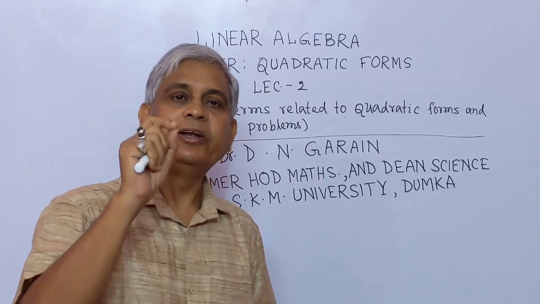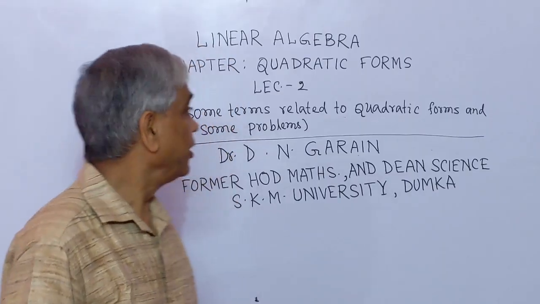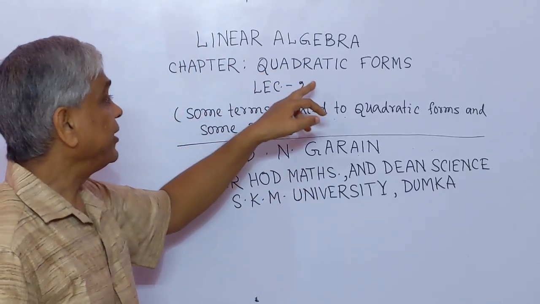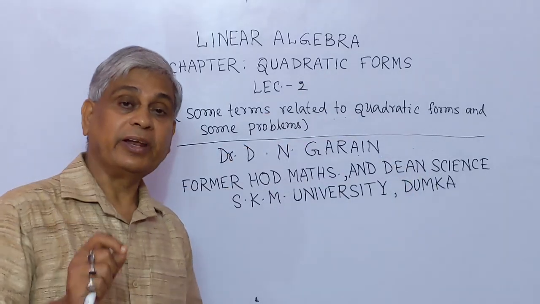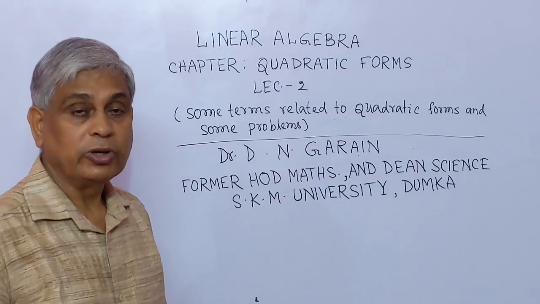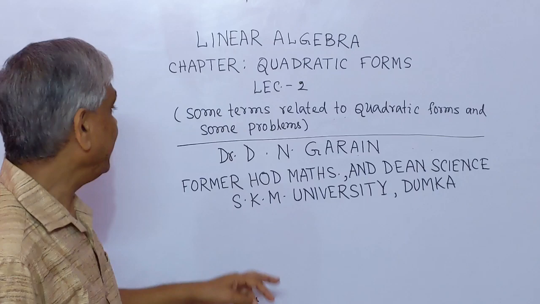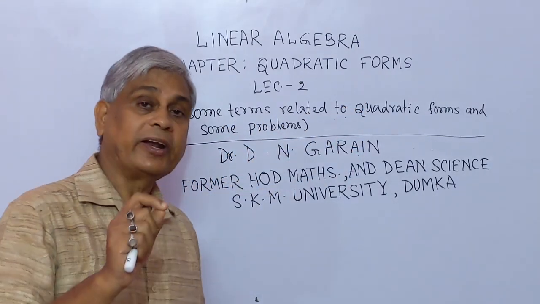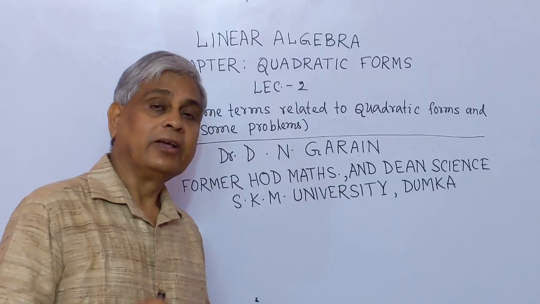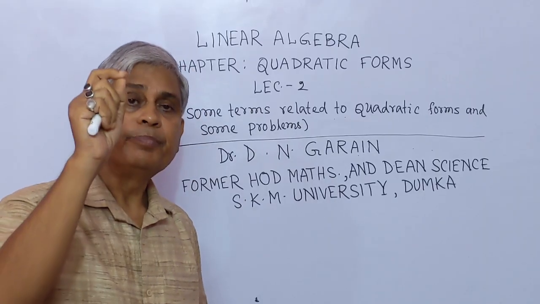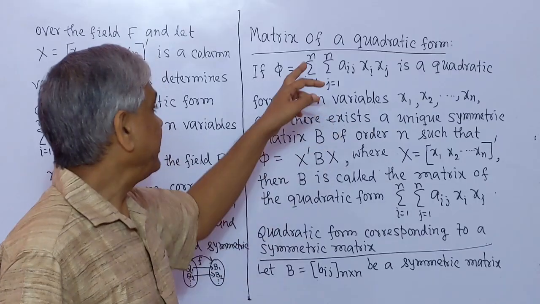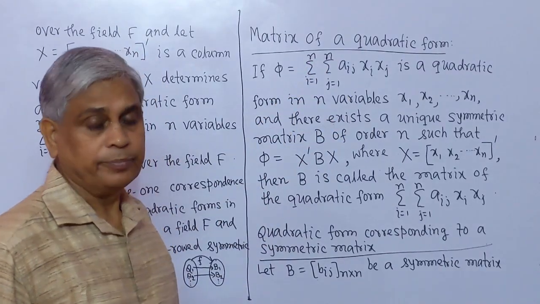Today I will deliver a lecture on linear algebra, chapter quadratic forms, lecture number 2, in which I will define some terms related to quadratic form and solve some problems. Now we define the matrix of a quadratic form.